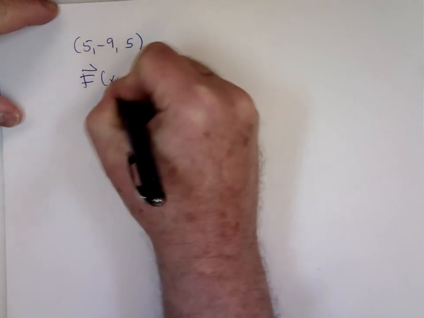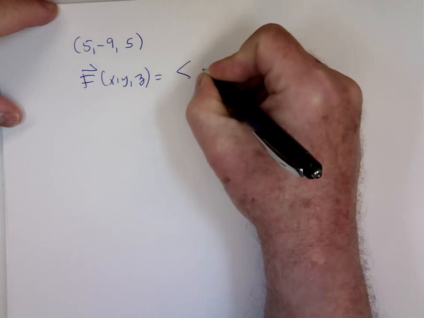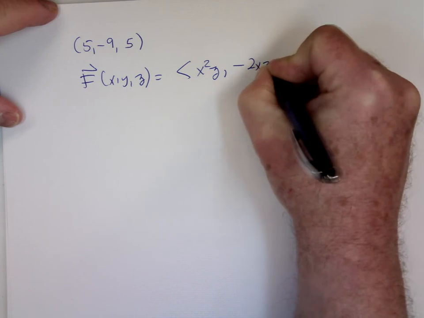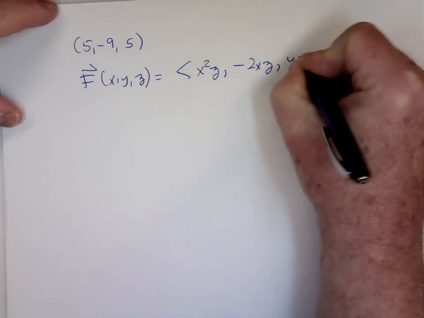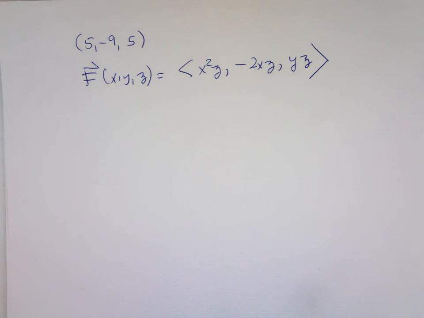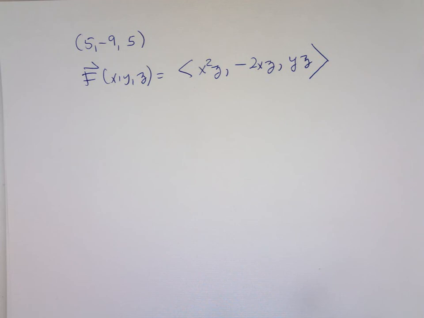And what is our function? It is x squared times z times i, minus 2xz times j, plus yz times k. So that's the unit vector, right? That's the vector field. What this is doing to every point in space is assigning some vector, determined by the coordinates of that point. What we're going to do, first of all, is find out if this is a conservative vector field by determining what its curl is.